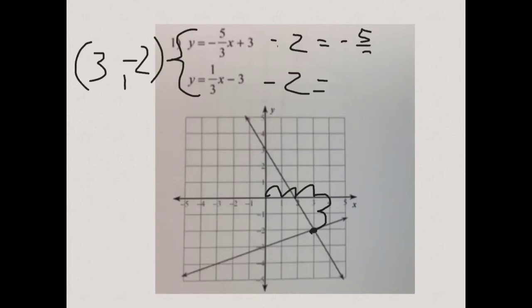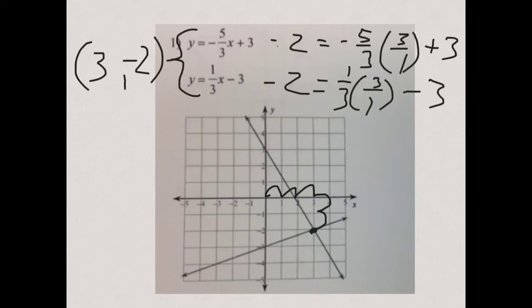Negative 5 over 3 times x, which is 3. Now put it in fraction form, plus 3. And then 1/3 times 3 again in fraction form, minus 3. Now when I solve these, if they're both true, then yes, it's a solution.